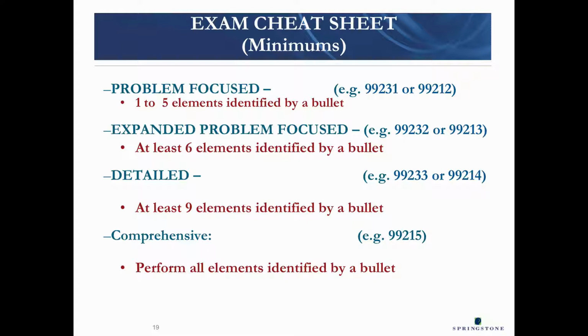This is the cheat sheet for the exam portion, the psychiatric exam. And you can see that for a detailed exam, which would be for a 99233, the highest inpatient follow-up visit, or a 99214, which is an outpatient higher level but not the highest level outpatient visit, you need 9 exam items related to a bullet. So it's easy to remember. You always need either 1, 6, 9, or all.